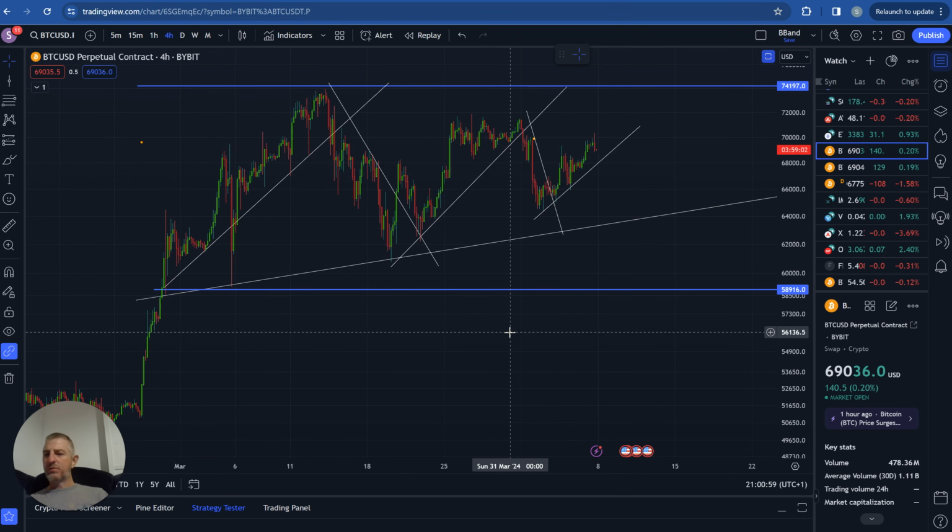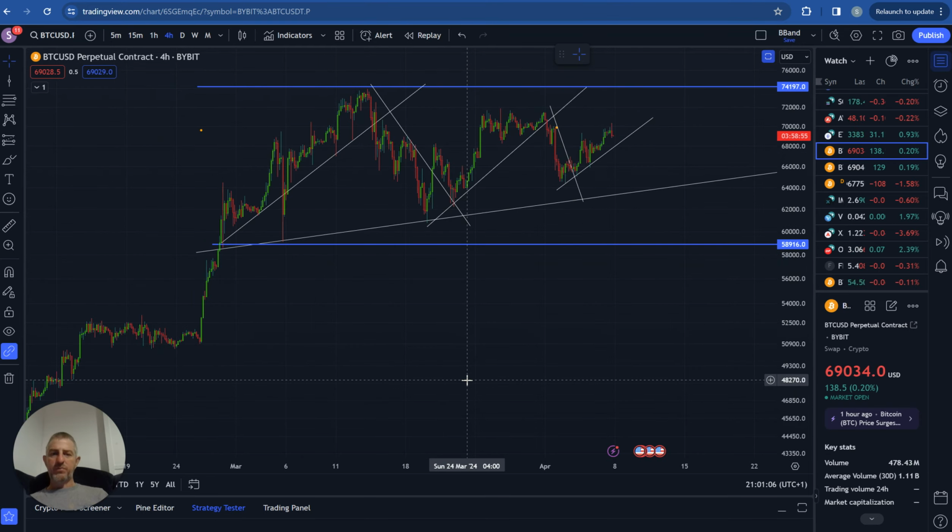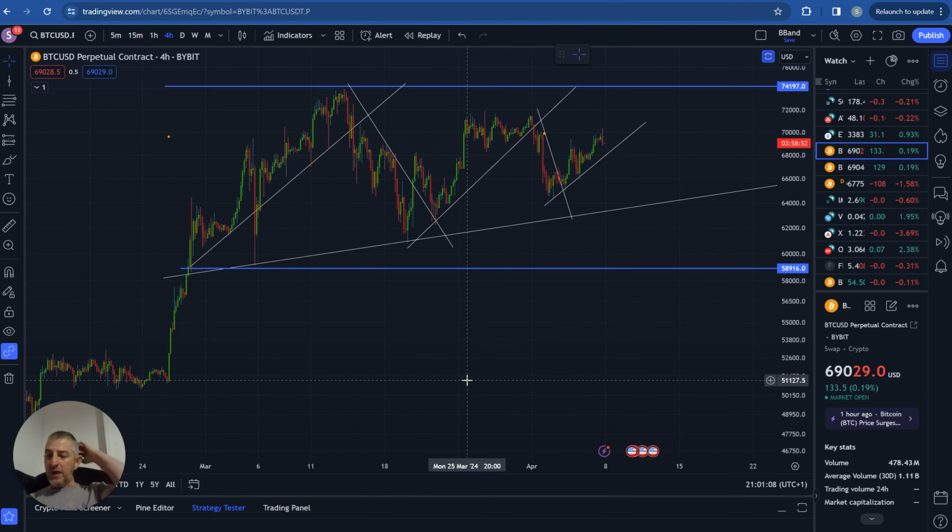I don't want to go into too much more detail because I could go right into the lower time frames, but this is nearly 11 minutes. So I'm going to put a draw on. I'm going to draw a line under that.